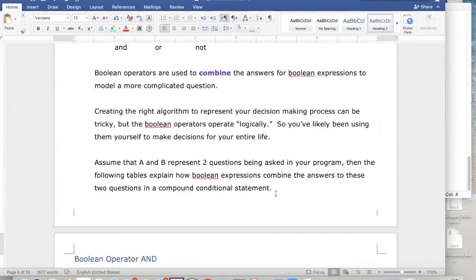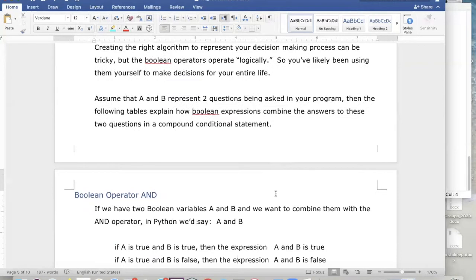Creating the right algorithm to express your decision-making process can be tricky, but Boolean operators operate logically. So the good news is you've been using these operators, and, or, and not, to make decisions for yourself your entire life. You can apply the same ideas to the algorithms that you create in computer science. Suppose that we have two statements, A and B, and those represent two answers to questions that are being asked in your program. Then the following tables on the next page of your notes explain how Boolean expressions can be combined to answer those two questions using a compound conditional statement.